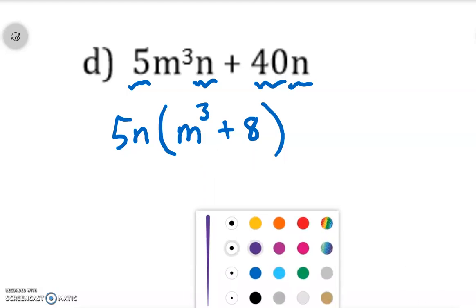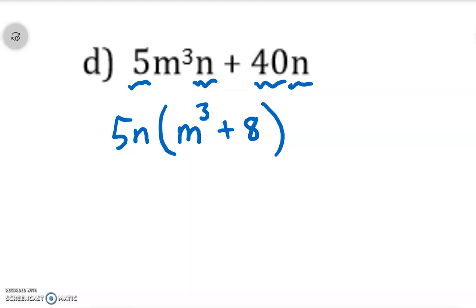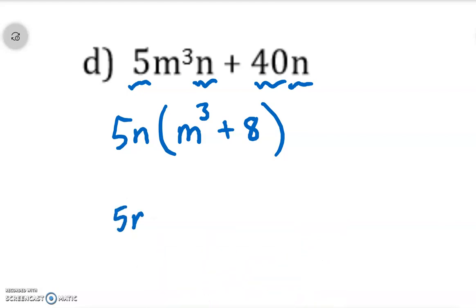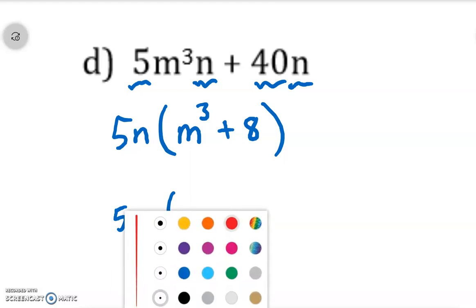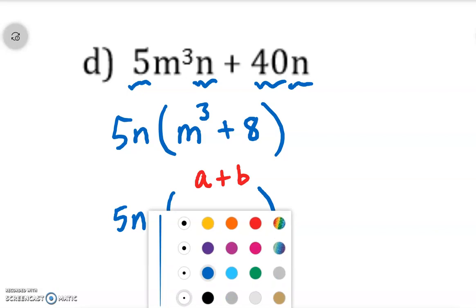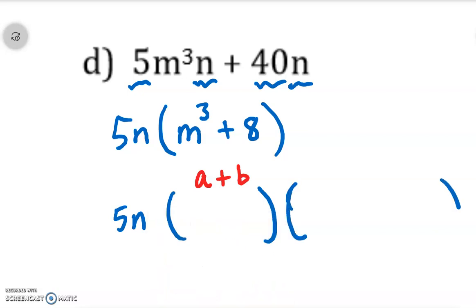So let's write it out. So we're going to have 5n times, let me put this in a different color here. Above here we're going to have a plus b, same sign. And then let's make our parentheses for the rest of it. In this one we're going to have a squared, opposite sign, so minus ab, and then always positive, b squared.